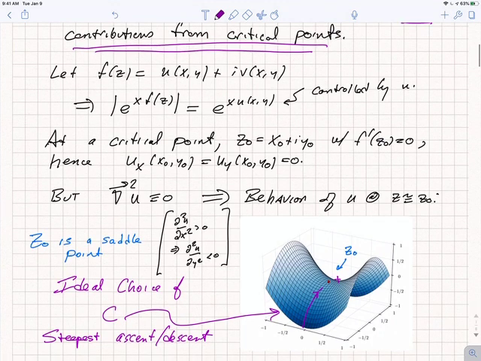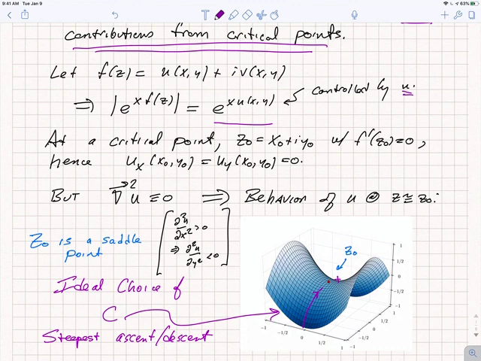The function f of z will have a real and imaginary part, which we've traditionally called u and v. If we look at the magnitude of the exponential, the magnitude of e to the x f of z, the imaginary part just gives an oscillating contribution, an oscillating phase. So the magnitude of the exponential part is e to the x u of x and y. So the size of the contribution is determined by the value of u at any potential critical point.